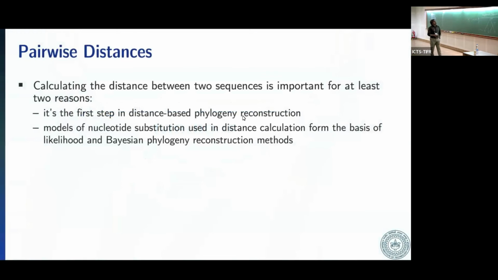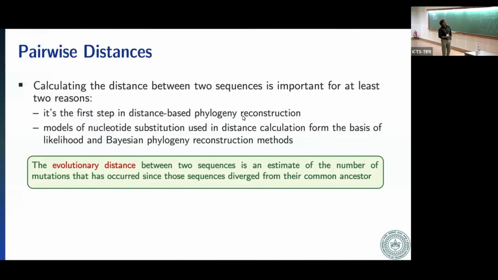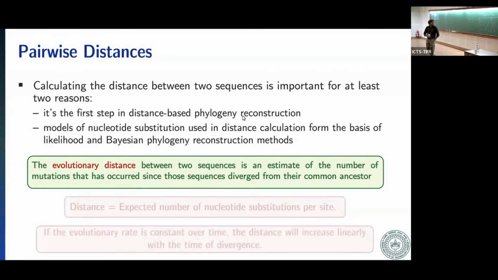Again, I think we have already talked about all these things. Essentially, what we are trying to compute is this kind of evolutionary distance between any two sequences. It is basically an estimate of the number of mutations that has occurred since those sequences diverged from their common ancestor. This is the definition of evolutionary distance.